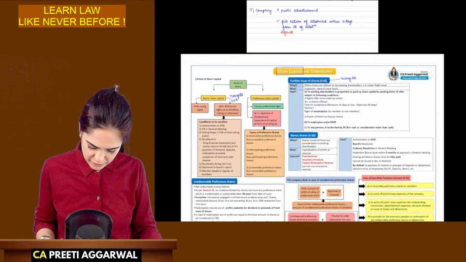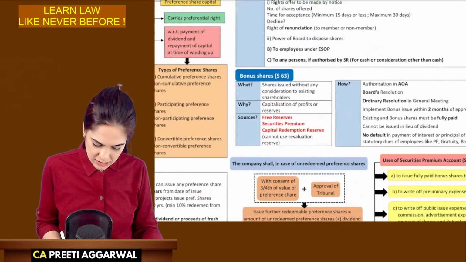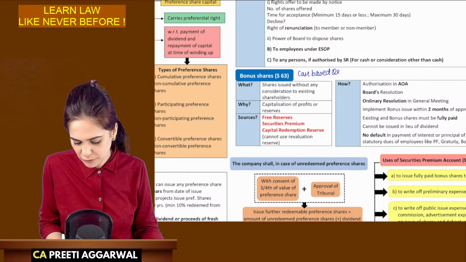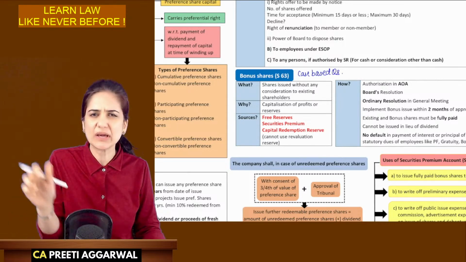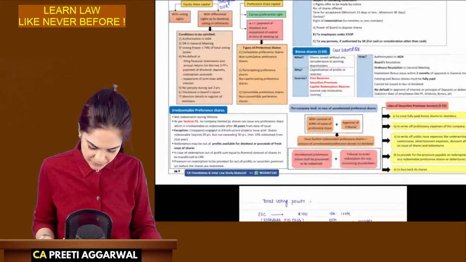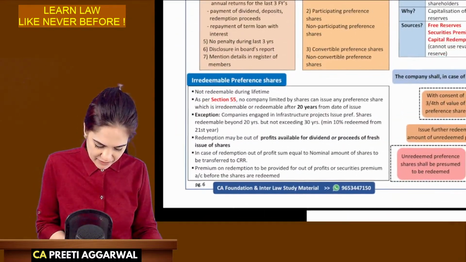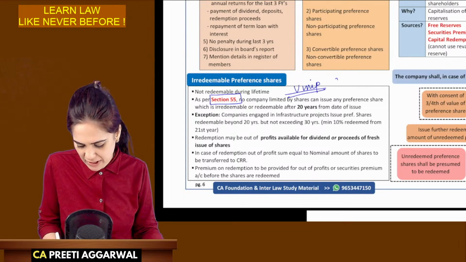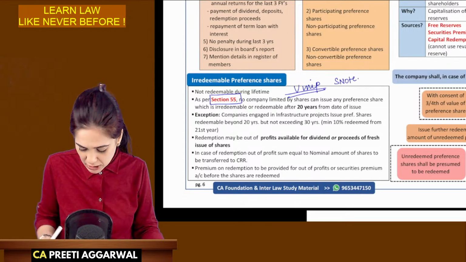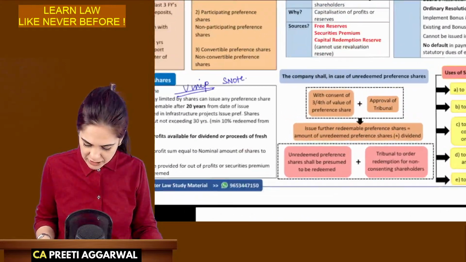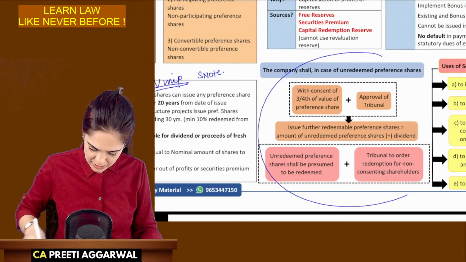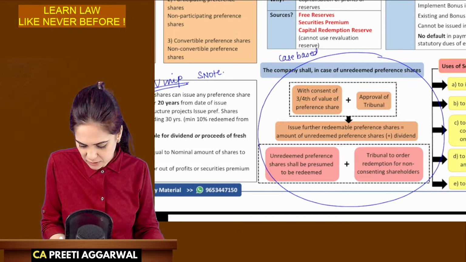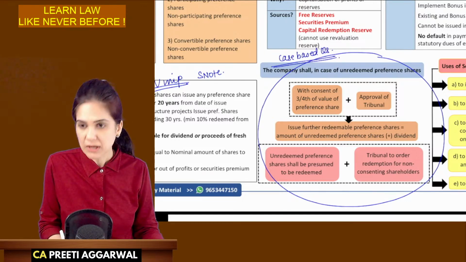Then we have bonus shares. Yes, it is important for case based question, but you will have to write the entire theory. Only the framing is like a case based question. Irredeemable preference shares, section 55, very important for exam, can be asked as a short note. This is also very important for exam. This can be asked as a case based question.